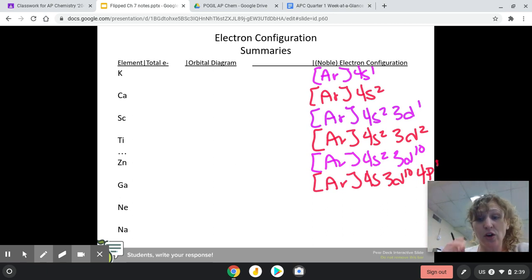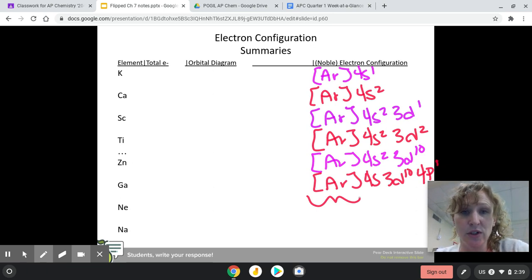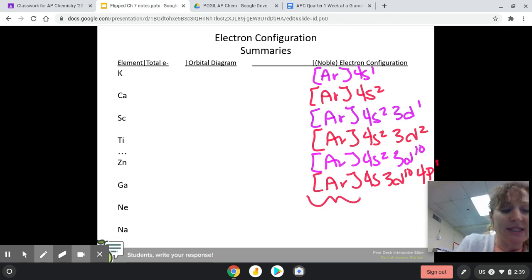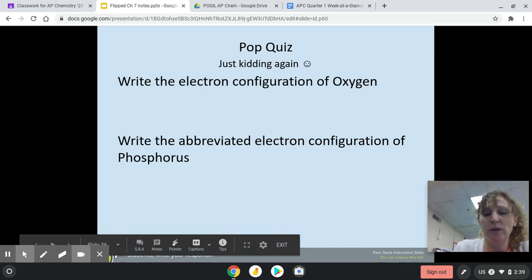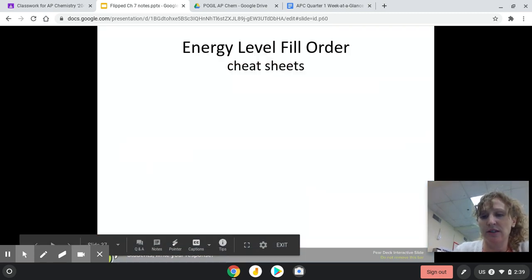Okay, so those would be my noble gas electron configurations. Notice the only thing I'm allowed to put in brackets is a noble gas. I can't just pick the last element or any element I want to. The only thing you can put into a bracket is one of the noble gases. Okay, let's clear this and go on to the next page. We will go through these questions together.